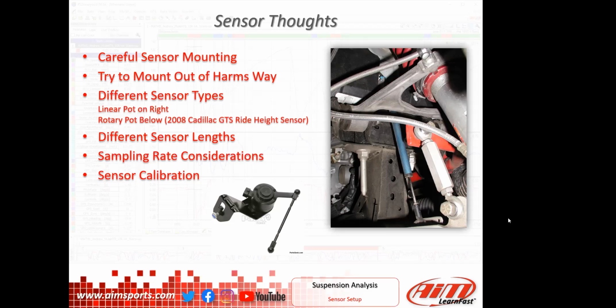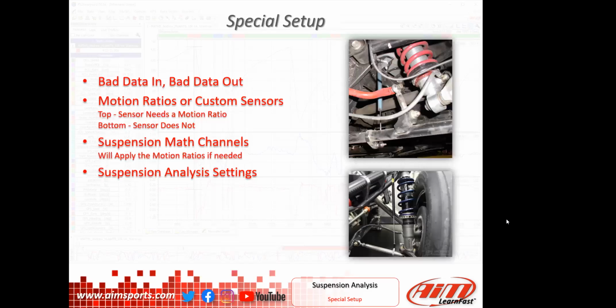Okay. I think the last thing we want to talk about before we jump into some real data, this is that same car on the upper slide. This is a rear corner. And I've got a slide down here at the bottom. I mentioned in the bullet points, bad data in, bad data out, right? If you don't take care of a couple of things that we're going to talk about in this slide, and then of course into the live data, you're going to be getting some false data, and you may not understand it fully at first.